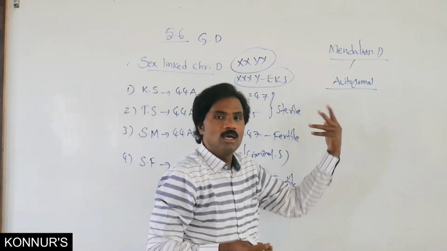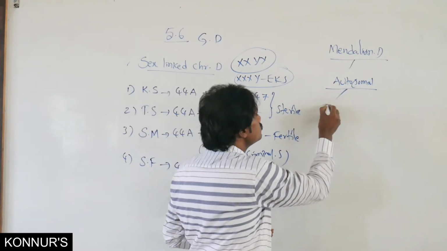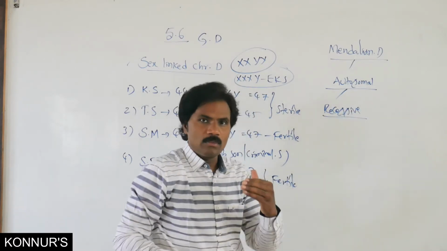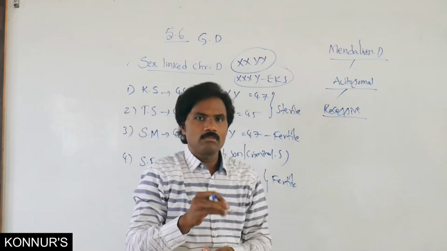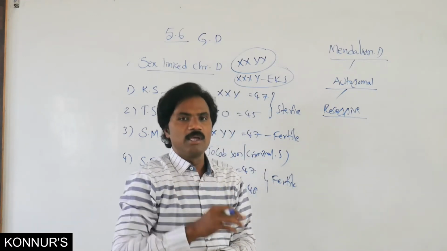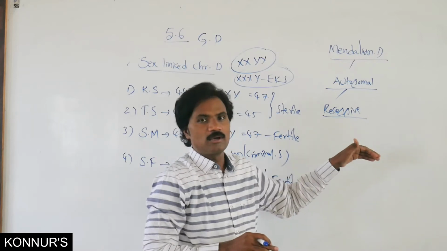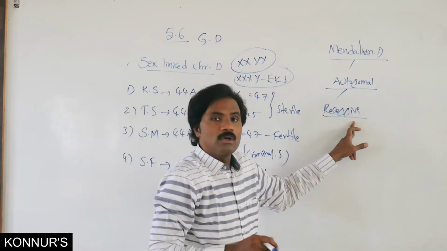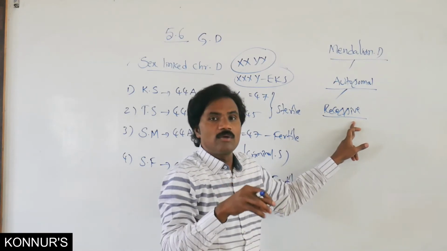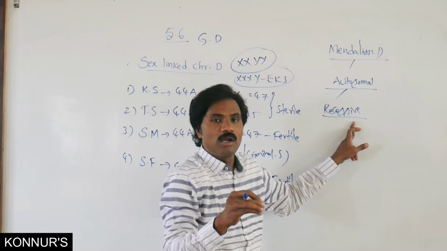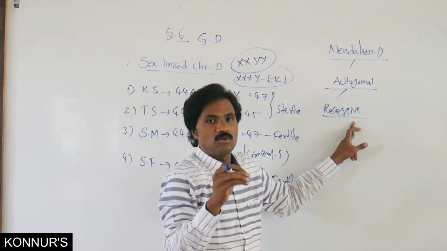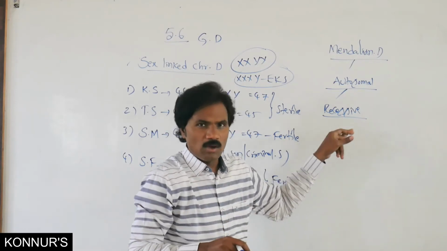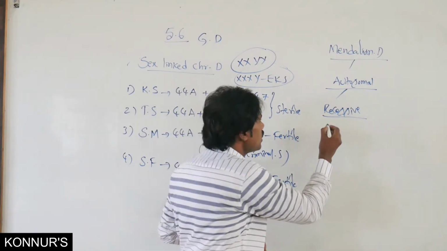Then autosomal recessive ones. According to the NCERT textbook, they have given sickle cell anemia as an autosomal recessive disorder. But according to the new books, they have given that sickle cell anemia is related to codominance, that is 1:2:1. The ratio of codominance is 1:2:1. But in the textbook, it is given as related to sickle cell anemia.